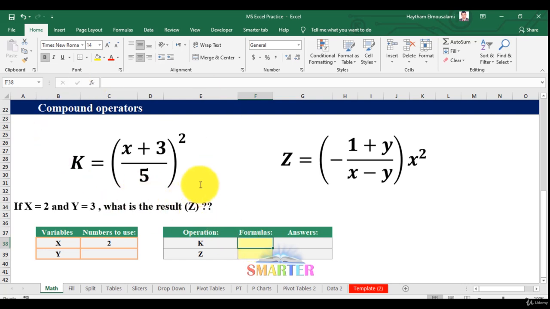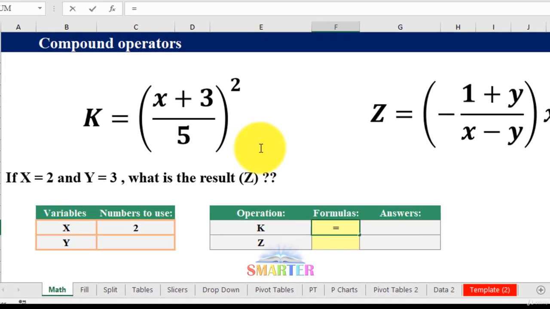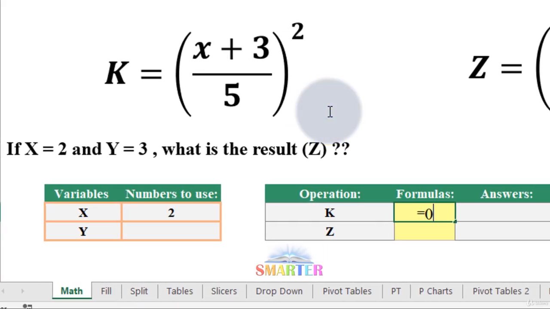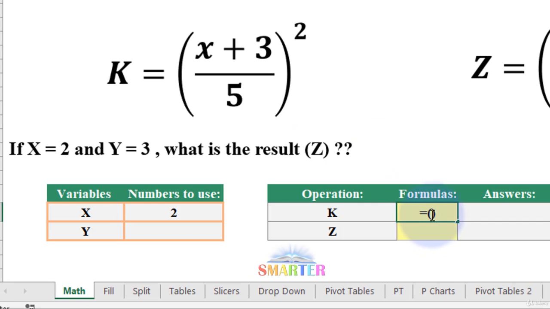First thing is to write the equal sign. Second thing is to open two parentheses. And after that, you will write the first term, x plus 3. And the x here is this reference, plus 3. And after that, we want to divide x plus 3 by 5.